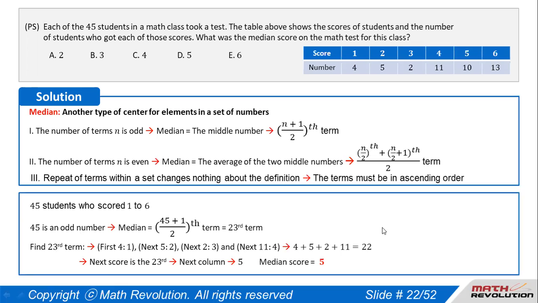This is the same solution that happens to be here. 45 is an odd number. It becomes (45 plus 1) over 2 th term, which becomes the 23rd term. So to find the 23rd term, just add up. This is the concept of cumulative frequency that we apply. So we are adding up 4 with 5, with 2, with 11. Till score 4, we have 22. On the fifth score, we get to 23. So our answer would be D.